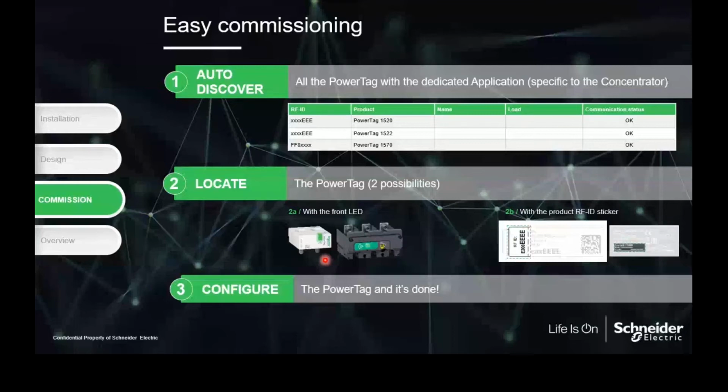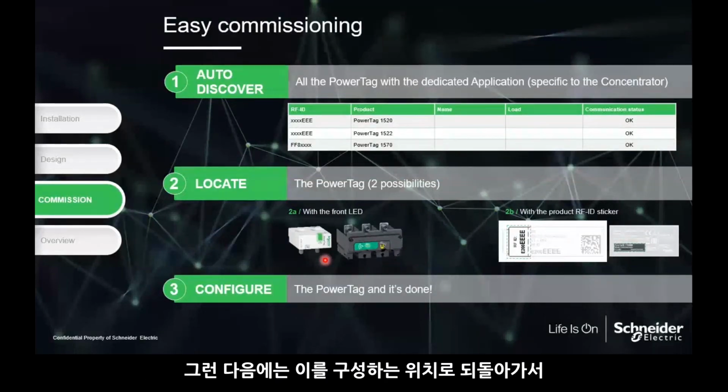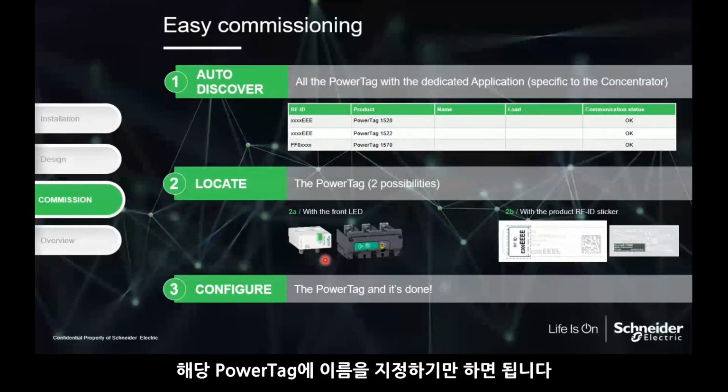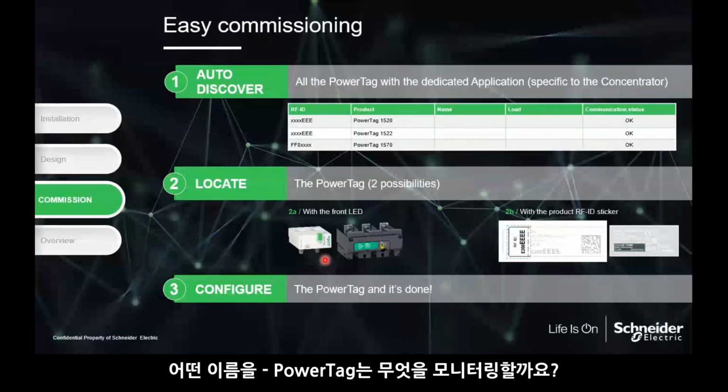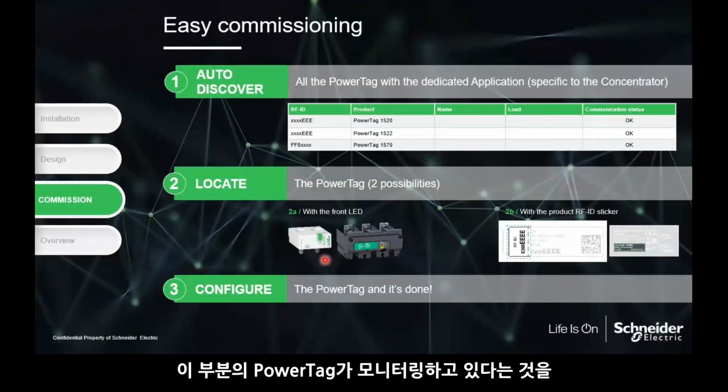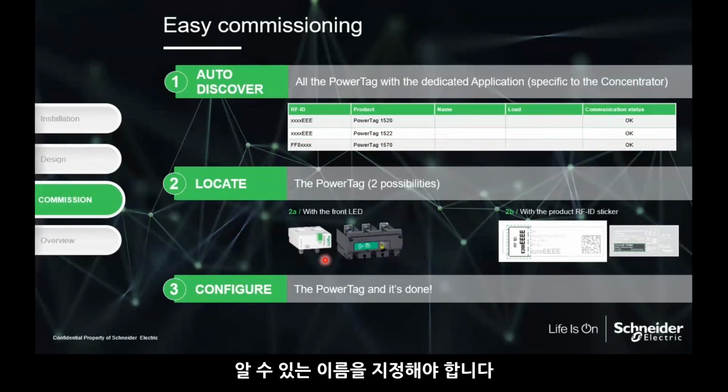All right. Then of course, after that you have to configure it. To configure it, you need to provide a name to the PowerTag. All right. So what is the name? Like what are the kinds of loads that your PowerTag is monitoring? You need to give a name so that we can recognize that this particular PowerTag is monitoring small little motors. All right. So there must be a name given to it.